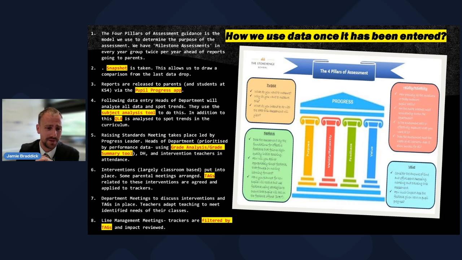Following the data entry, heads of department will then analyse all the data and spot trends, and they will be using ChatGPT from now on. I'm sure lots of them will like that. We've not done that before. And we do that using the subject analysis tool. So we're picking out trends by class, we're picking out trends by cohort, demographic of the cohort, and we're looking at distance really from minimum expected grade, which is normally our benchmark that we use.